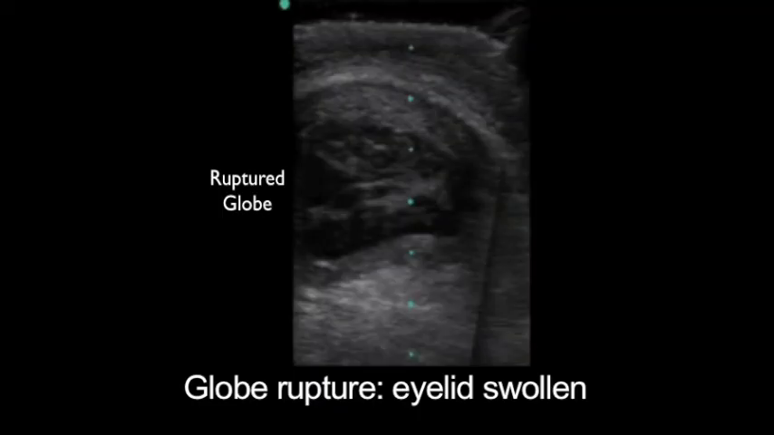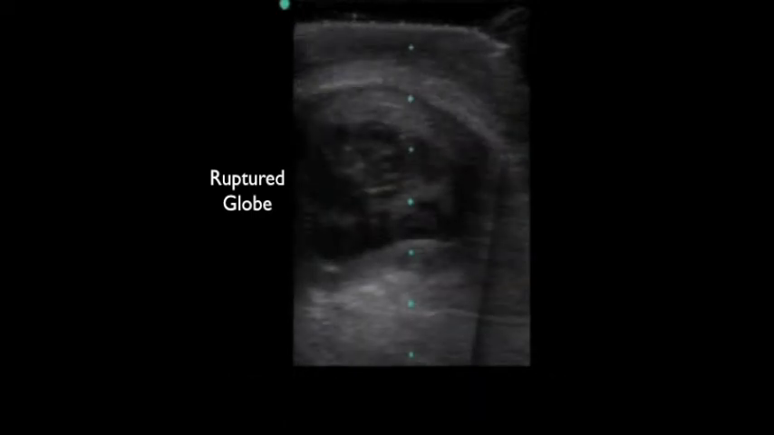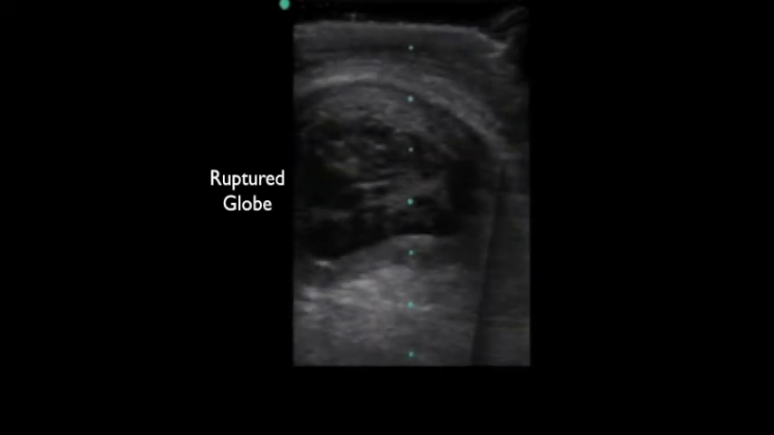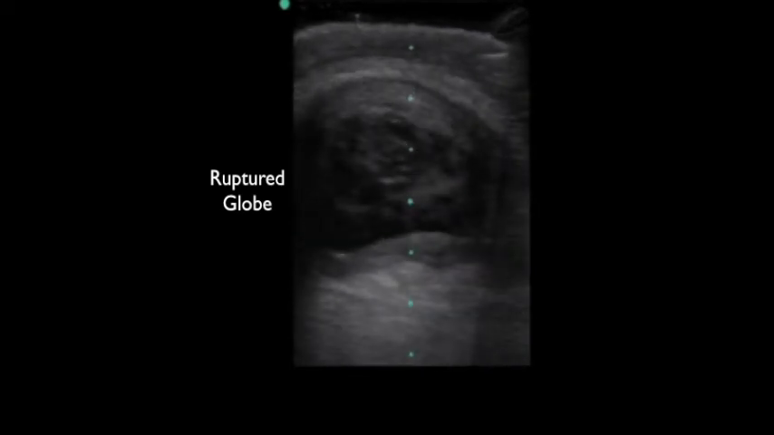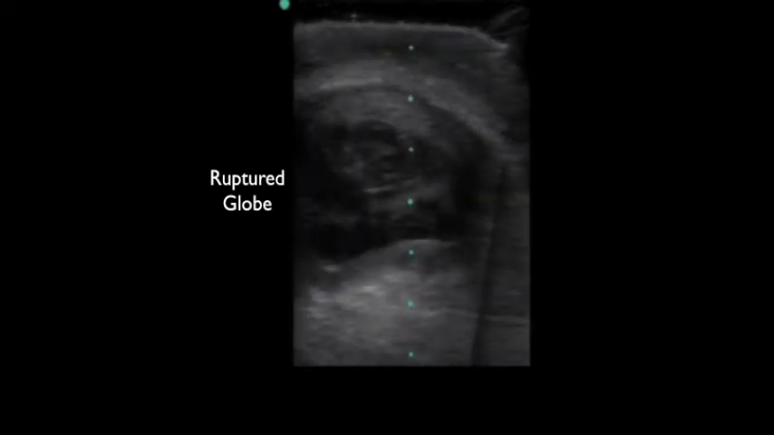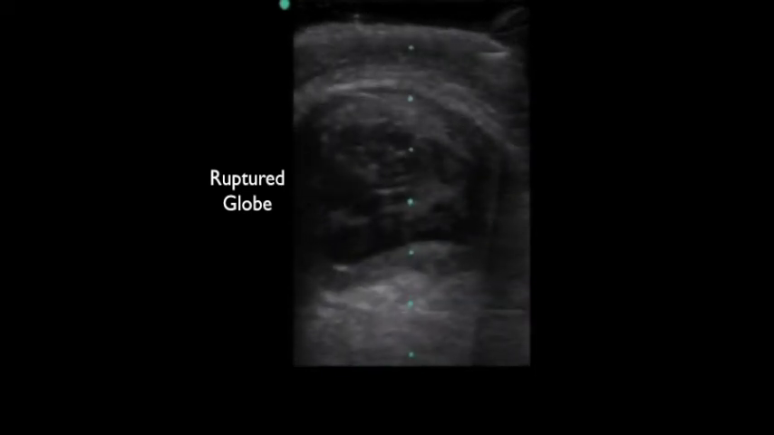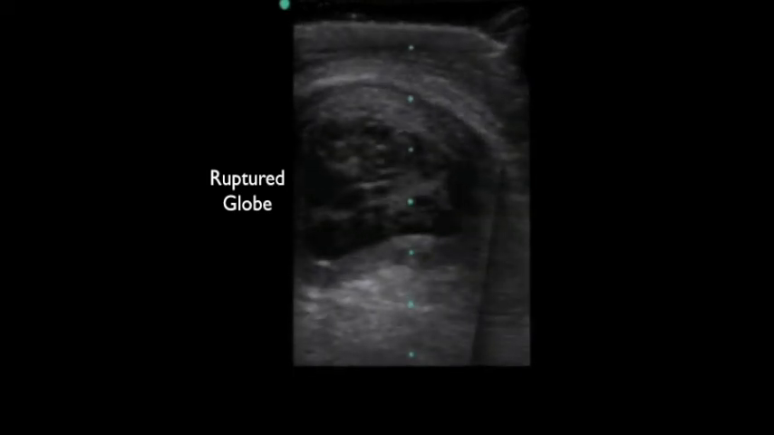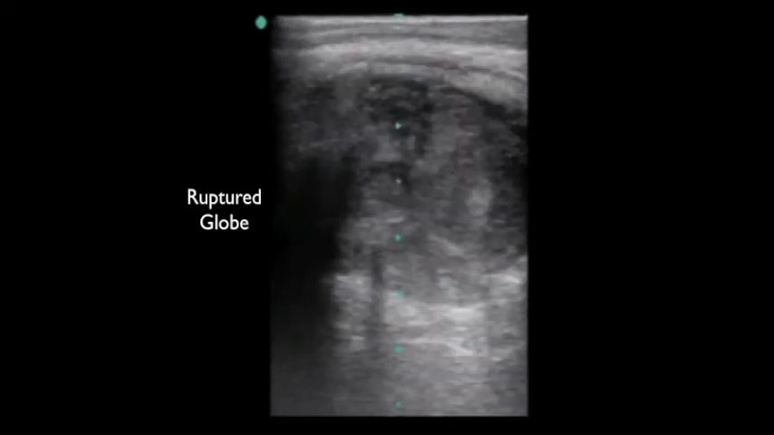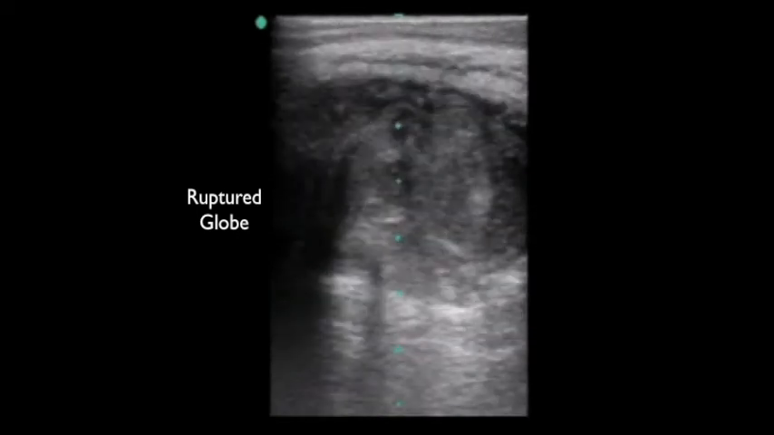Globe rupture. This ultrasound image is from a patient that was assaulted. His eyelid was too swollen to try to open to see if the globe was ruptured. The ultrasound probe was placed on the patient's eyelid, and it was apparent that the globe was ruptured. Instead of seeing a nice, round, hypoechoic globe, we see an irregularly shaped globe with a heterogeneous echogenic center. Here we see another example of a ruptured globe.